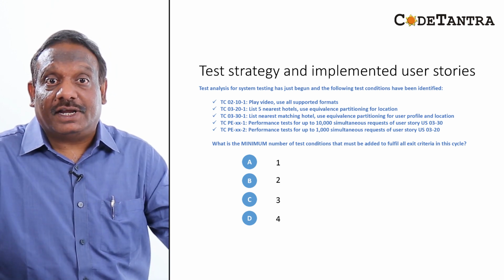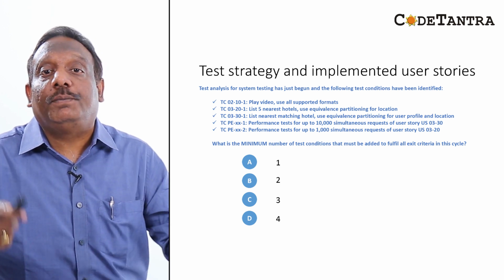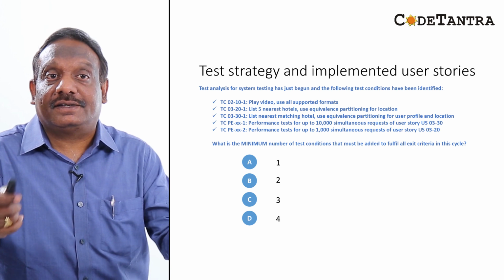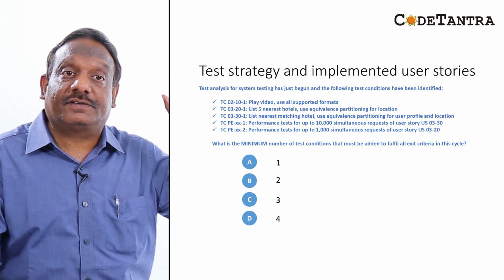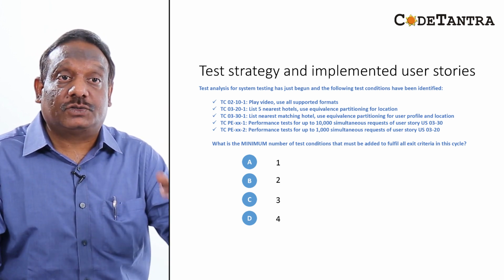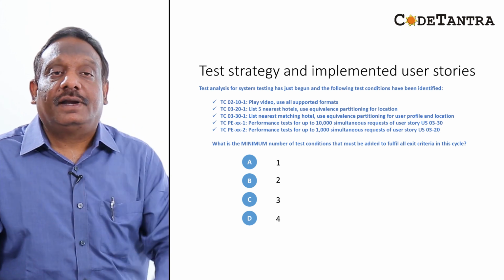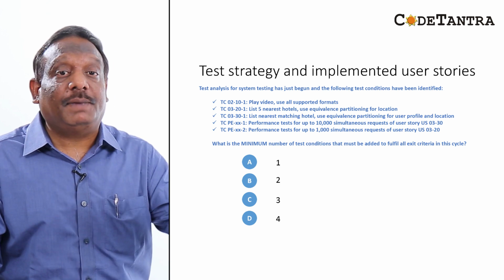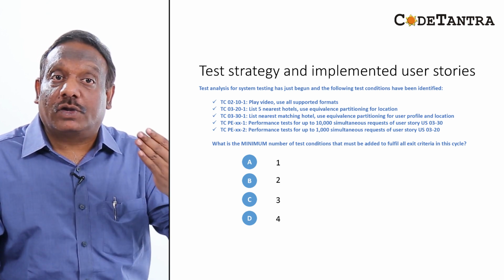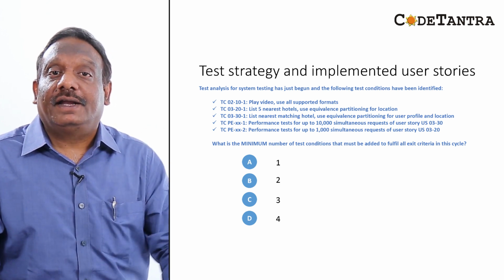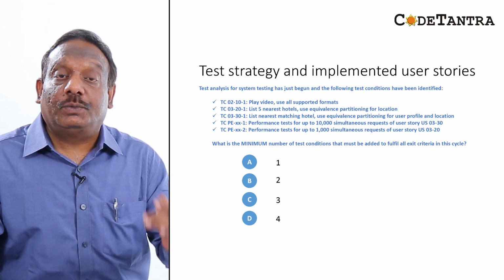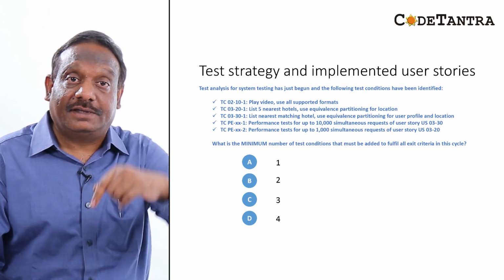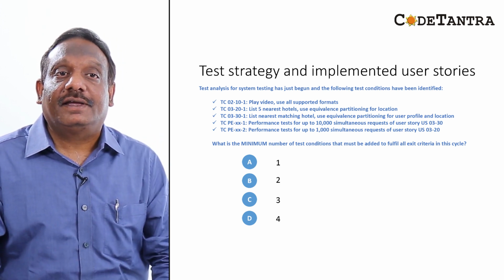Very glaringly we can see that for play background music, though the priority is low, there is no test condition existing. But your acceptance criteria is saying that every user story must have minimum 1 test condition identified. So that is 1 we have missed. And what else is maybe missing? Here, if you look at it, the performance test for very high priority has to be done with both 1000 simultaneous requests as well as 10,000 simultaneous requests.